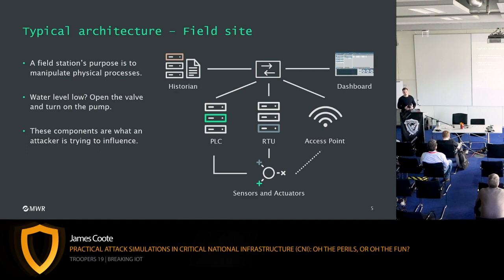So the purpose, basically, take a step back. More often than not, these clients will have things like field stations. And the purpose of these field stations is to manipulate the physical processes. So, for example, there may be a sensor in a water tank. And if the water dips below a certain level, a valve might open and the pump might turn on, for example. And it's ultimately these components that an attacker with a destructive or disruptive objective is looking to manipulate.